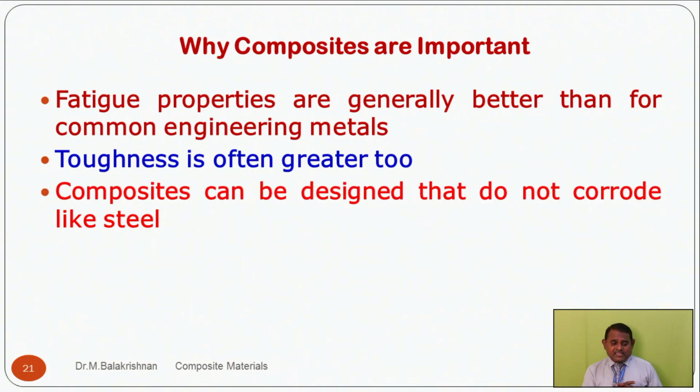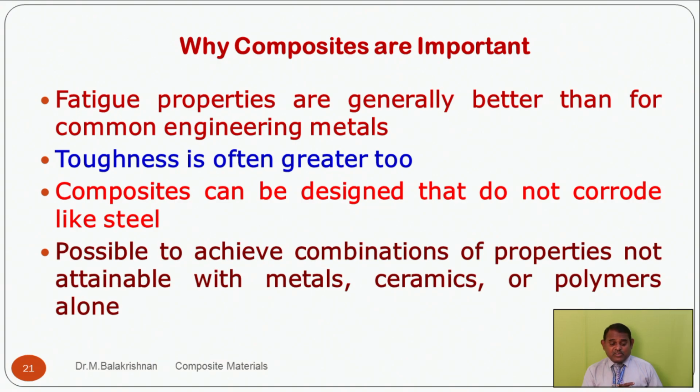And composites can be designed so that they do not corrode like steel. If you want to make steel non-corrosive, you should add costly alloying elements like chromium or nickel to make the steel stainless. But in composites it can be easily achieved without adding much of the alloying elements.